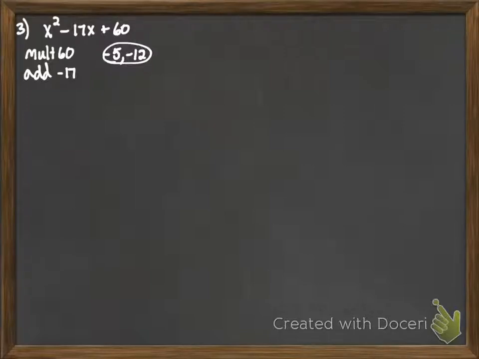Once we find that pair of factors, we can write out our answer. x minus 5, x minus 12, or if you wanted to write it the other way, x minus 12 times x minus 5. Hopefully this helps you out as you begin to work with factoring. In the next video, we're going to take this just a little bit further and look at a few more things with factoring these polynomials. Until then.